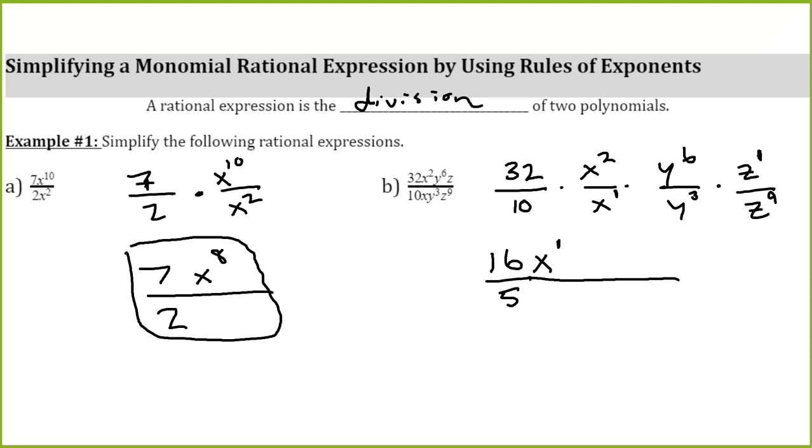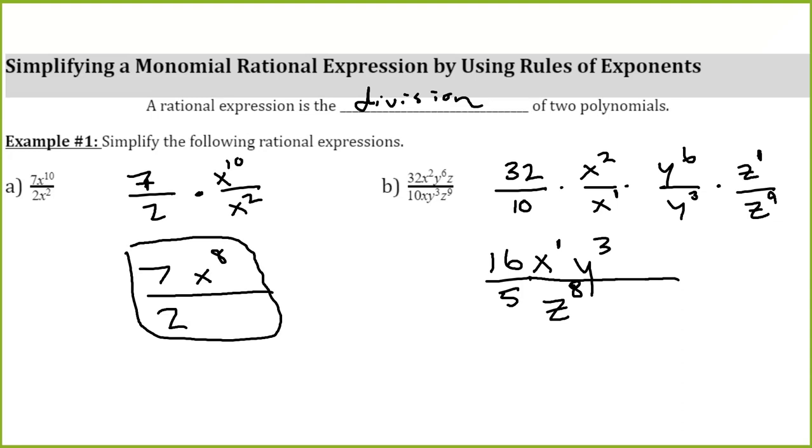Next up, we have y to the 6th over y to the 3rd. 6 minus 3 will give you y to the 3rd. And finally, we have an interesting scenario here. It's z to the 1st over z to the 9th. Well, remember what I said about the rules of exponents: you could subtract the bottom from the top, but if we do that here, we'll end up with a negative exponent. So instead, let's just subtract the top from the bottom. 9 minus 1 is 8. But instead of putting it in the top, because we started from the bottom, we will put it down here. So z to the 8.